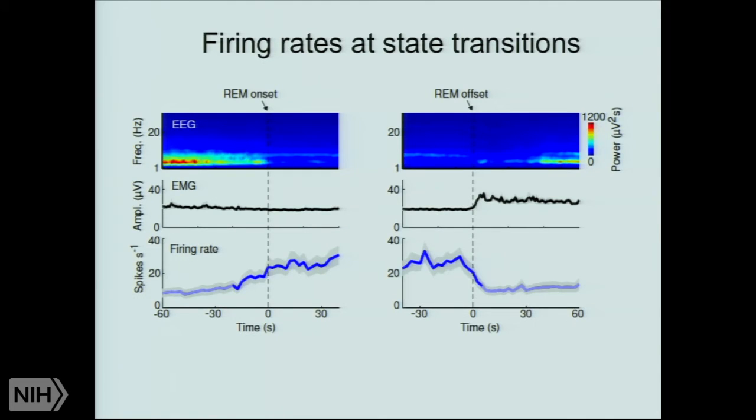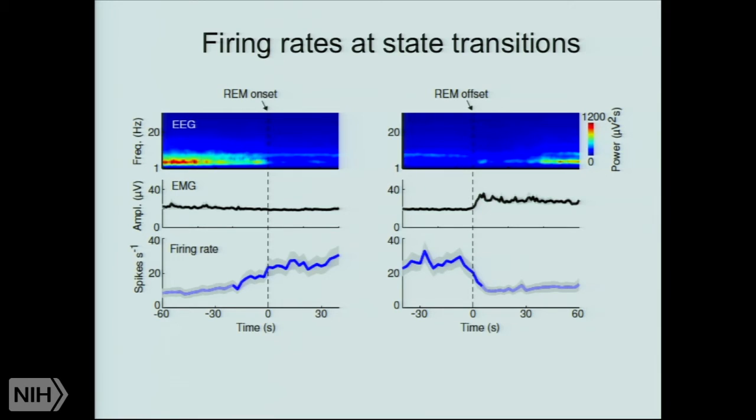So we also looked at the change in firing rate during transition. So this is the average firing rate of these neurons right at the onset of REM, right? So normally these animals would go from non-REM sleep to REM sleep. So this is the point when the transition occurs. And you can see that these neurons' firing rates start creeping up about 20 seconds before the actual transition. And then they stay at high rate during REM sleep.